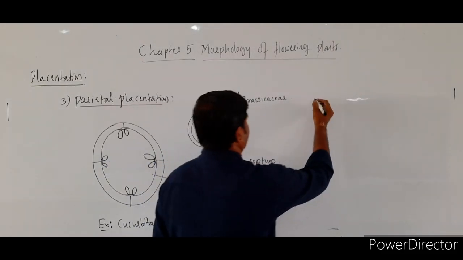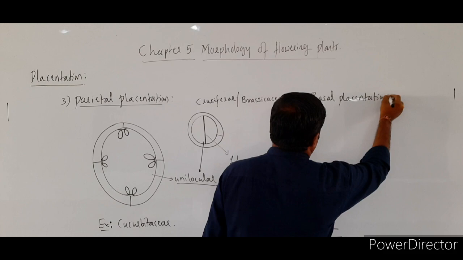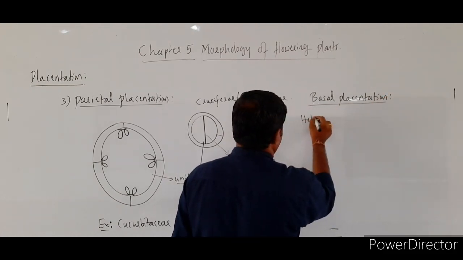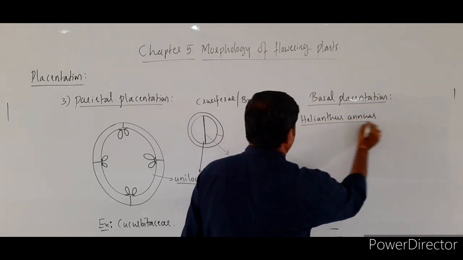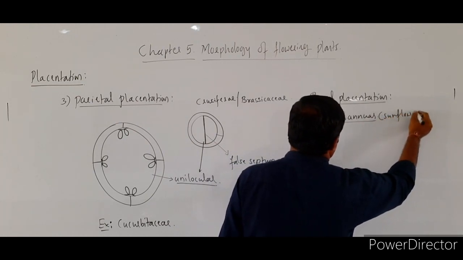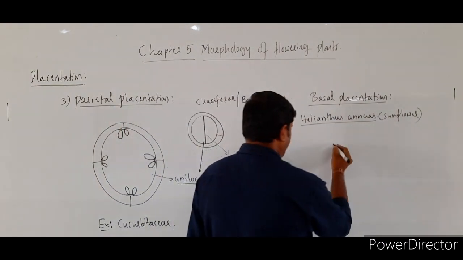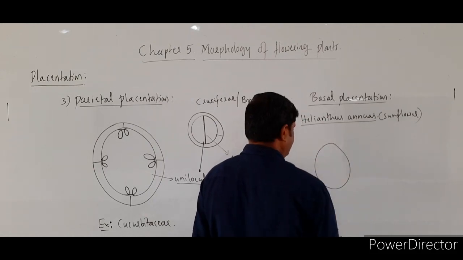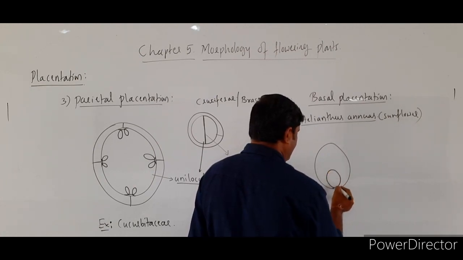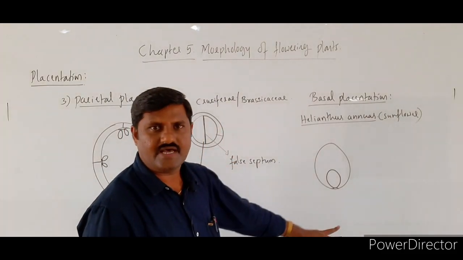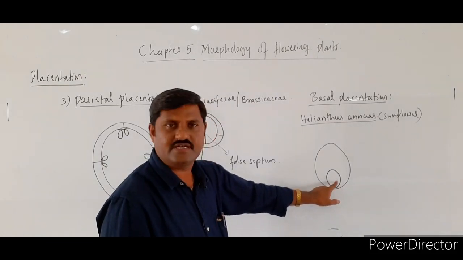And the next one is basal placentation. Helianthus annuus, that is sunflower, is the best example for this basal placentation. What happens here? If this is the ovary, only one ovule is present at the base of the ovary on the placenta. The placenta is distributed at the base of the ovary and it has only one ovule.